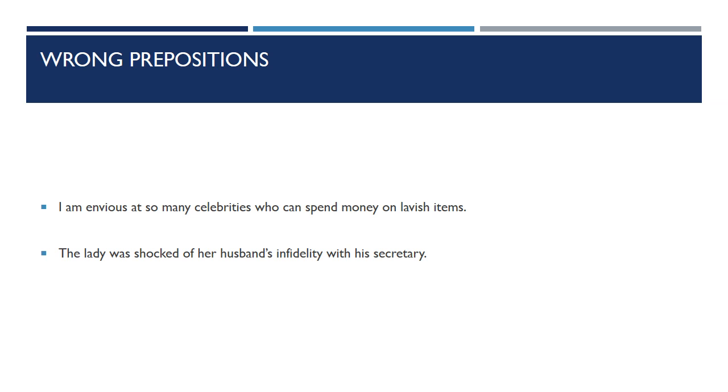We'll automatically recognize that they're wrong, but people whose English is not their native language might have a little difficulty with this one. So here's an example of the wrong preposition. I am envious at so many celebrities who can spend money on lavish items. The word envious takes the preposition of. I am envious of so many celebrities. So that would be incorrect.